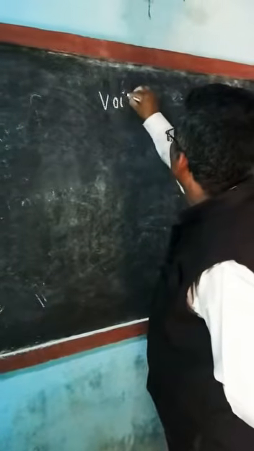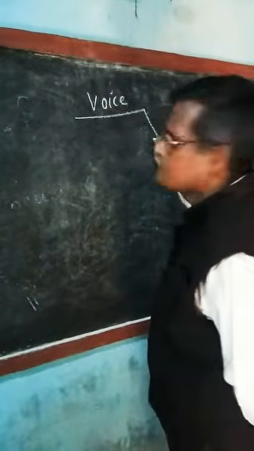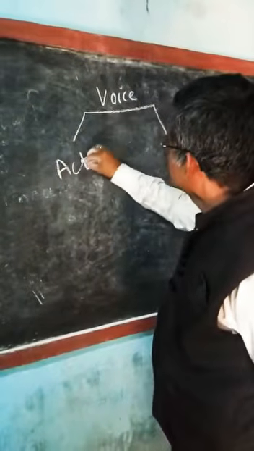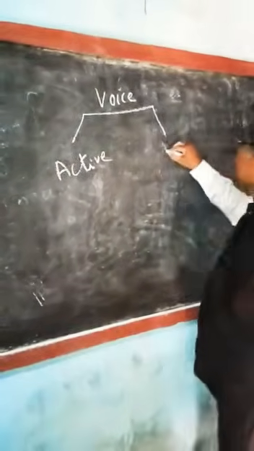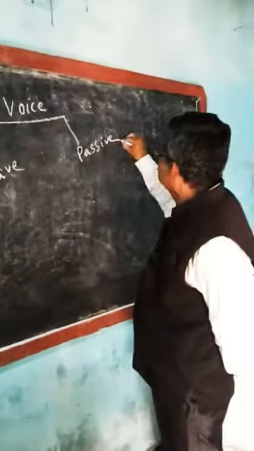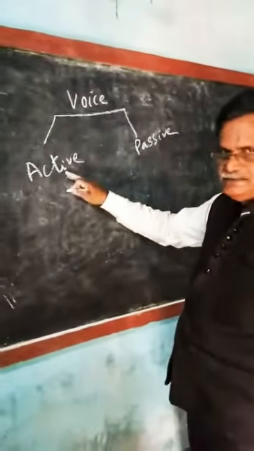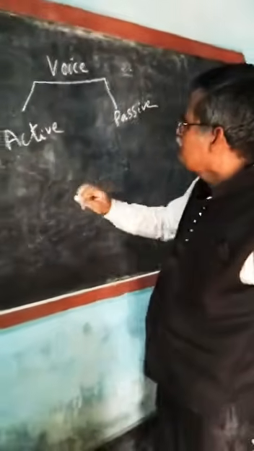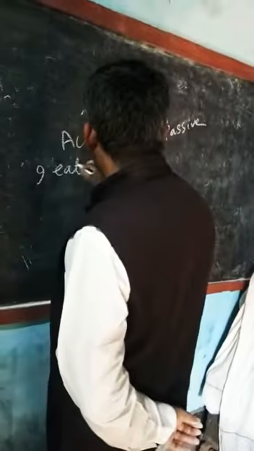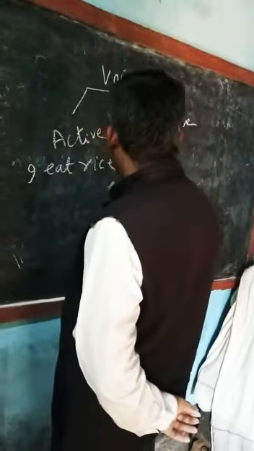Voice, V-O-I-C-E, is divided into two types. One is active, another is passive. Active voice and passive voice. So I am giving you the examples. I eat rice. First let me know.